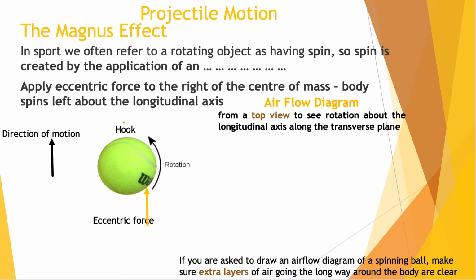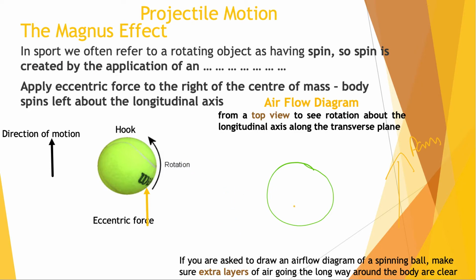Now when we draw airflow diagrams for the hook and the slice, for these two types of side spin, we're going to draw the ball as if we're looking over the top of it. So this time the direction of motion is this way. I'm looking over the top of the ball as if I'm hanging above it and it's passing underneath me, because now it's rotating about its longitudinal axis.